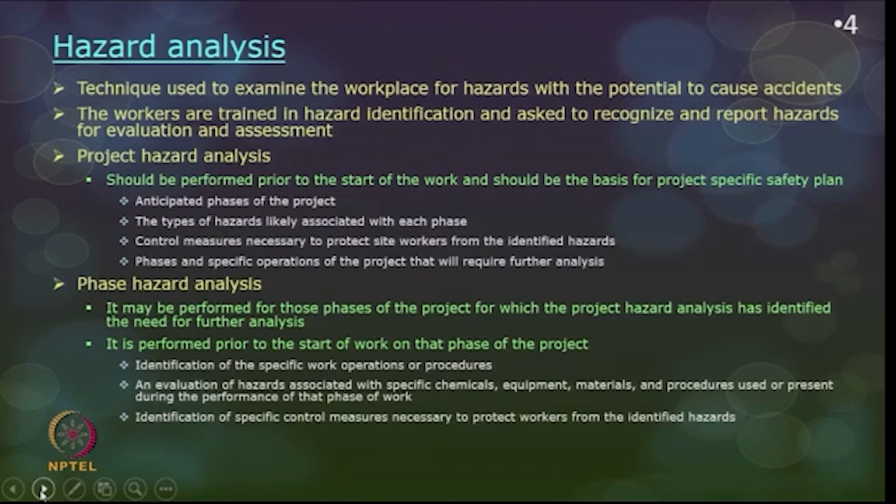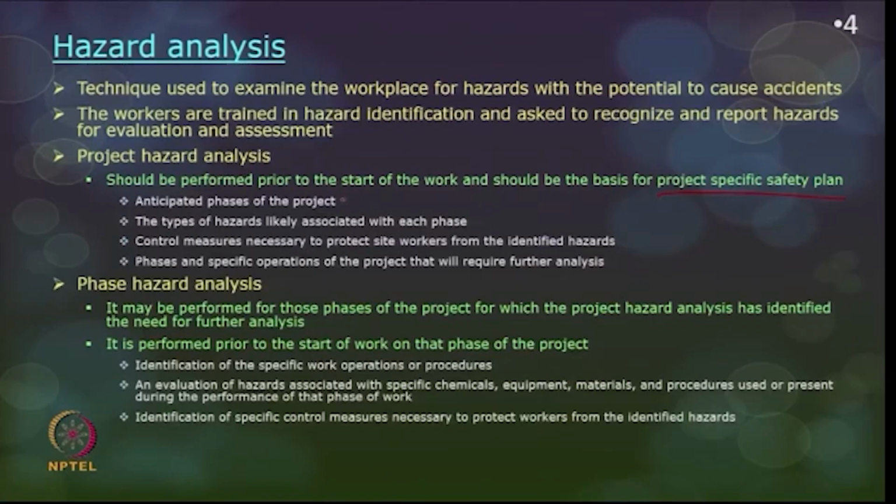Project hazard analysis can be identified with the help of the project safety plan. With that you can partially identify the different hazards linked with equipment and major operations. It is easy for you to pick out. So anticipated phases are all identified, and the types of hazards linked with each phase you can link up. Control measures to some extent you can foresee in the design phase and partially in the construction phases also. Phases and specific operations that will require further analysis you may have to identify and narrow down.